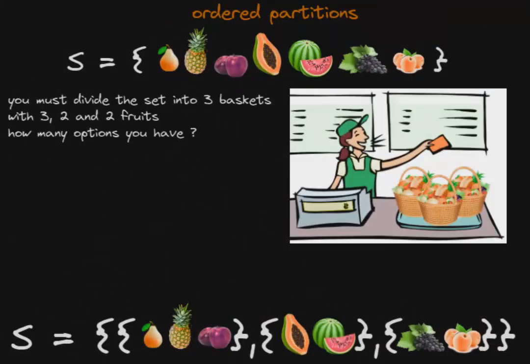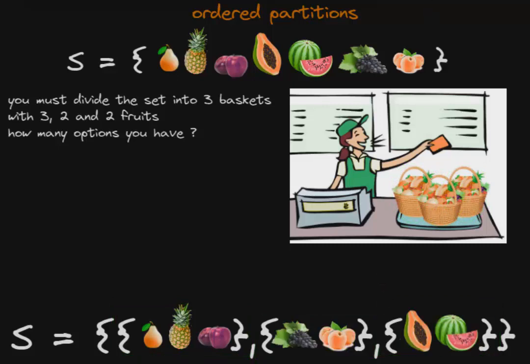Remember what a partition is. It cannot contain duplicates and must contain all elements. Well, an ordered partition is any custom arrangement. In this case, we must arrange the fruits into 3 baskets in a 3-2-2 format. How many options would there be?